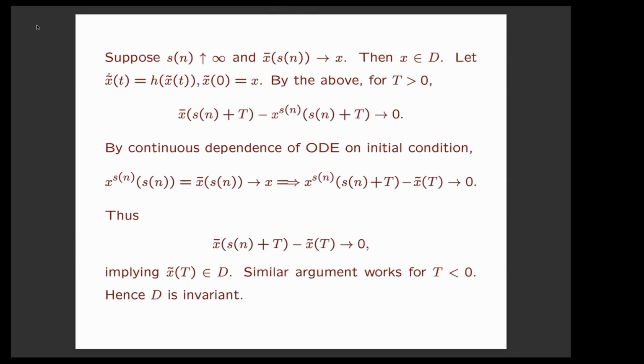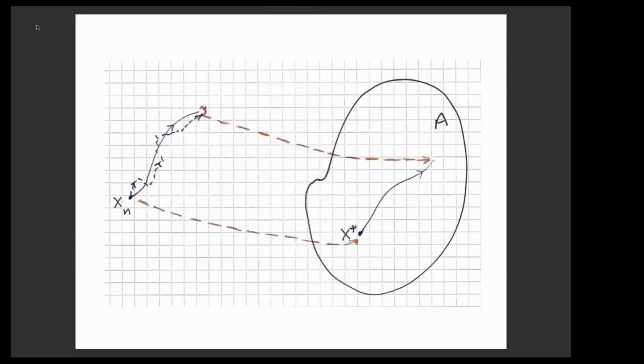I think the picture is better than the words. Suppose xn goes to some limit x star, and consider the trajectory of time duration capital T starting at xn. By continuous dependence of differential equations on initial condition, it will converge to the corresponding trajectory here. But you want that interpolated trajectory to converge, and these two are approaching each other with time. So the interpolated trajectory also converges to the limiting trajectory. So this tells you that the trajectory started at x star in forward time will remain within that set.